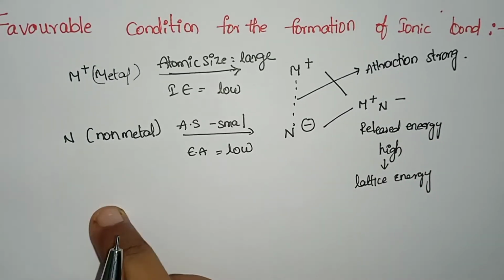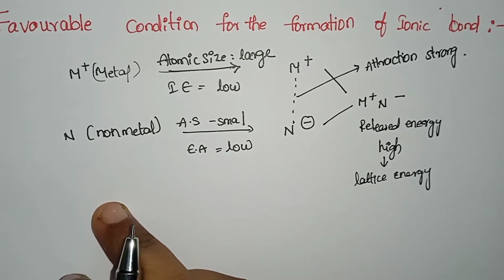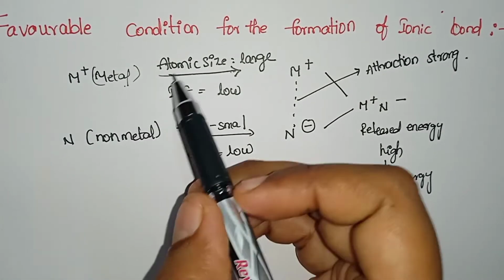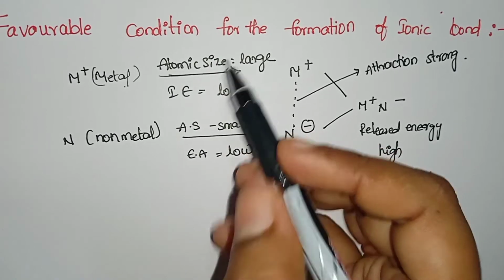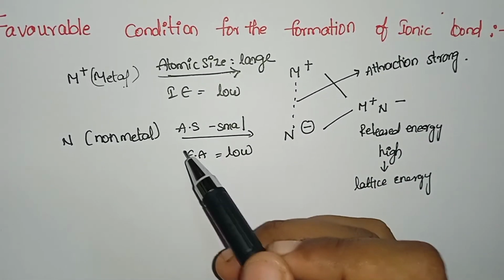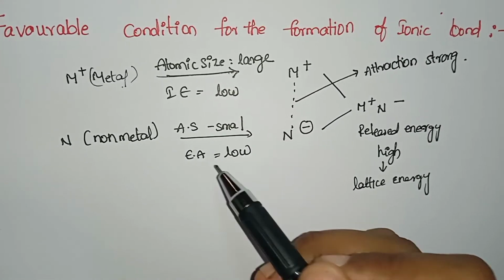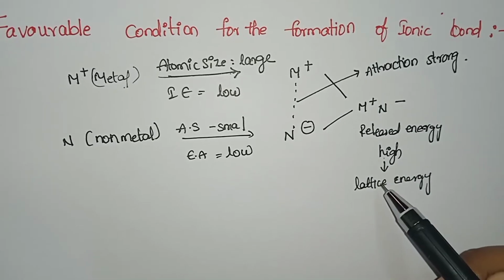Okay, so the metal atom should have large size and low ionization energy. Non-metal atom should have small size and high electron affinity. So lattice energy should be high.